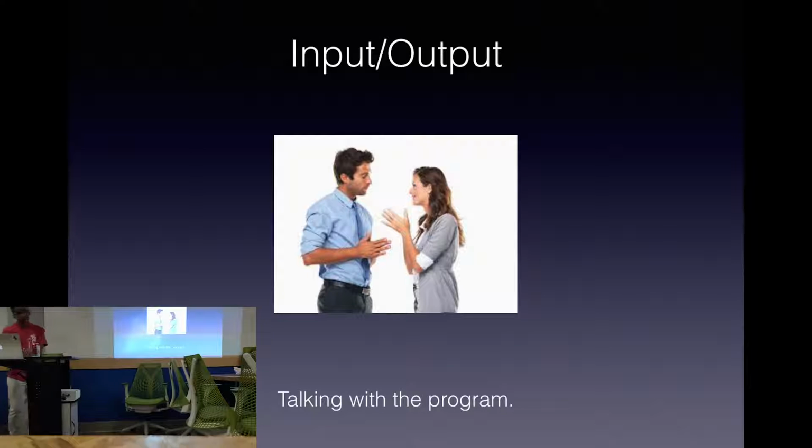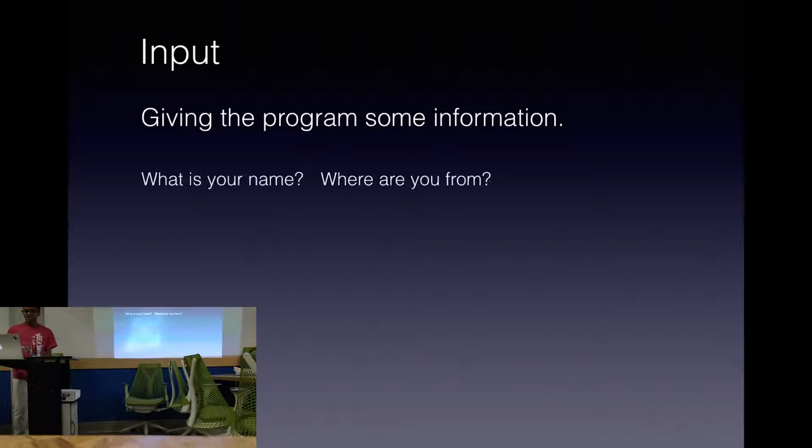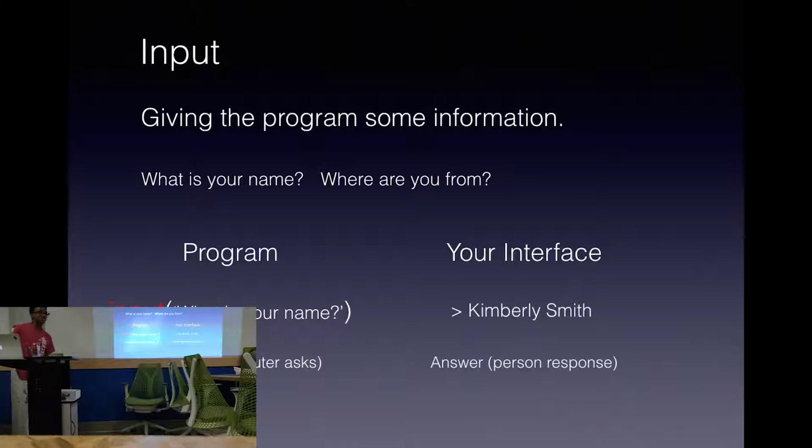So input and output, talking with the program. So input is giving the program some information. This is sort of like how you're talking to the program or telling it what you want to do. So the program may ask you, what is your name, or where are you from? And to do something like that, you'll use something like this input, where this is what the computer will ask you, what is your name? And so that's the question you think.